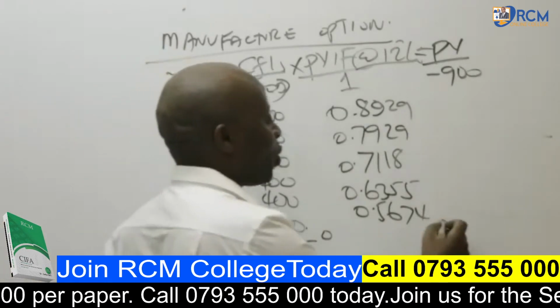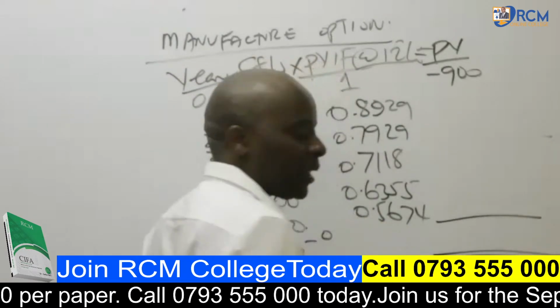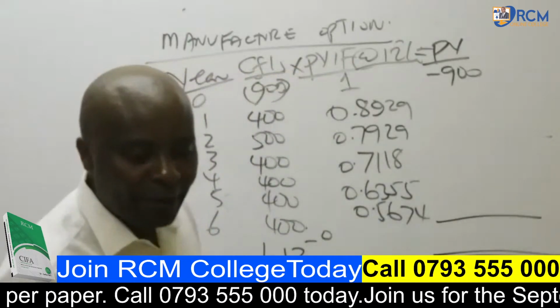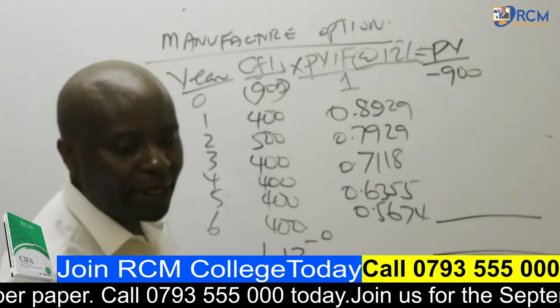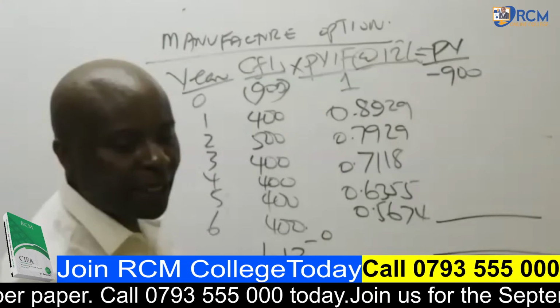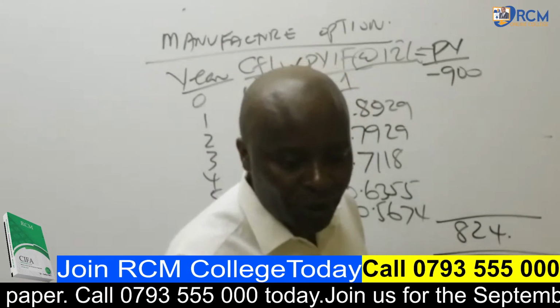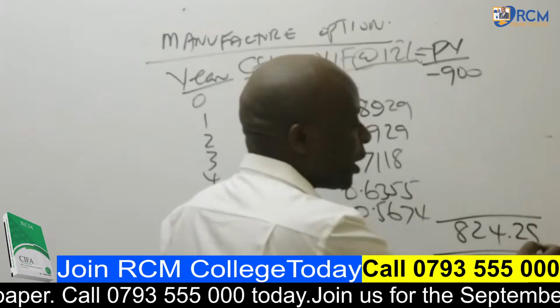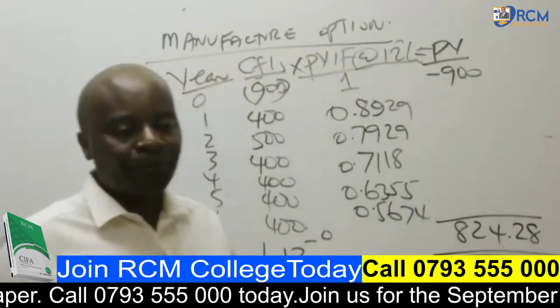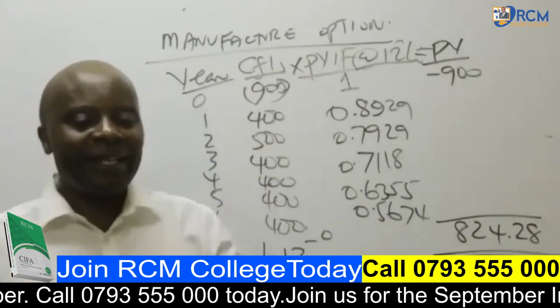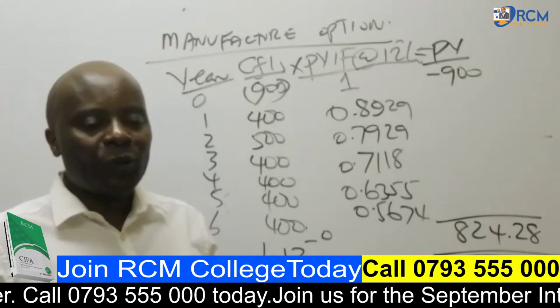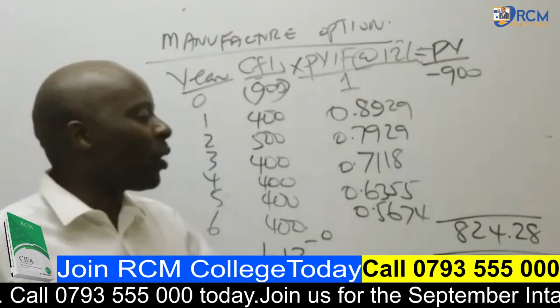Thank you very much, Gilbert. Gilbert, you are the best. Gilbert says the NPV, he has added it up, is 824.28. Can I work with this net present value? HP has confirmed 828. Thank you very much. Let me work with this.